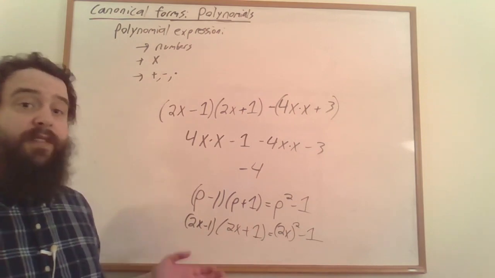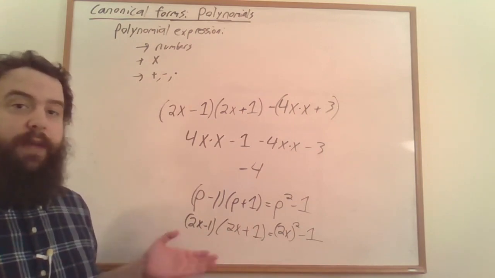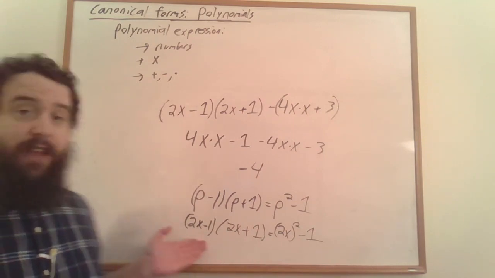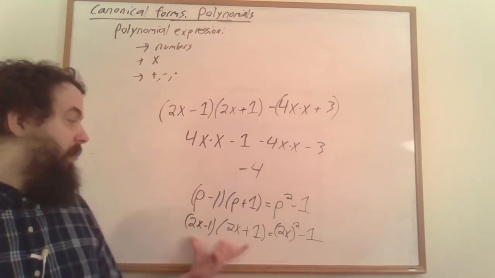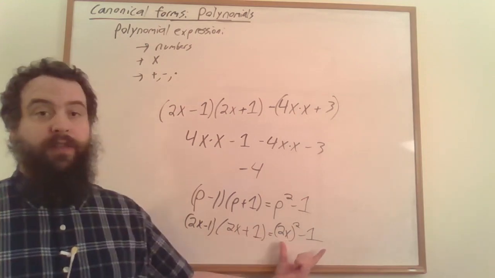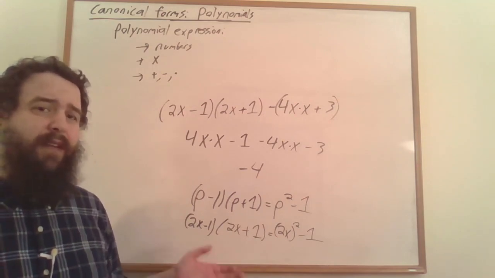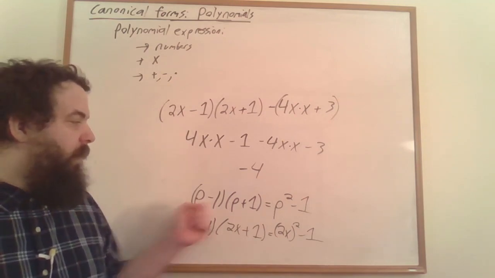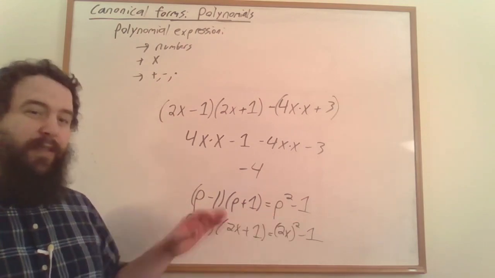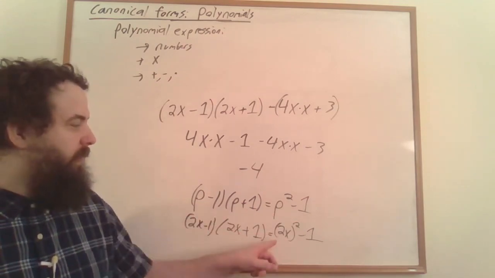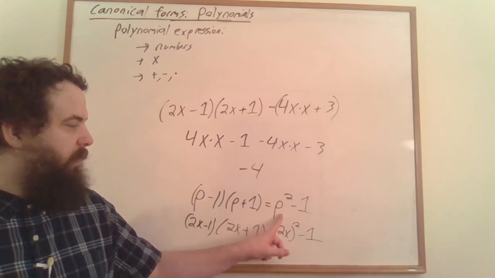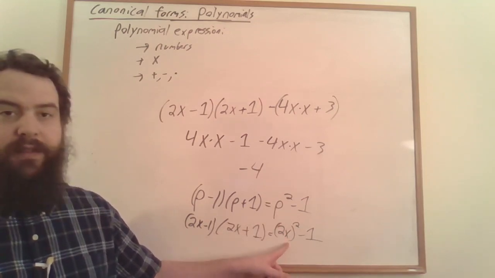We can, for instance, plug in 2x for p, and that's perfectly fine. It gives us a new true algebraic fact, that these two expressions are equal to each other. And we can plug in whatever we like as long as it's of the appropriate type for all of these p's here. Notice that there's a little bit of fiddling with parentheses. We don't have parentheses around p here, and we do have parentheses around 2x here.